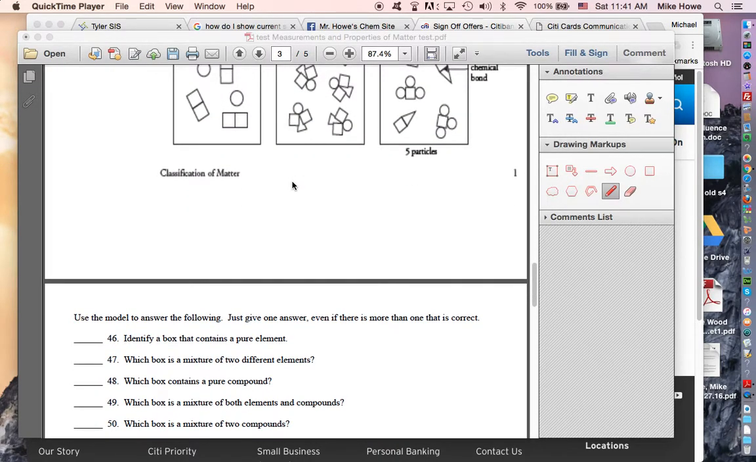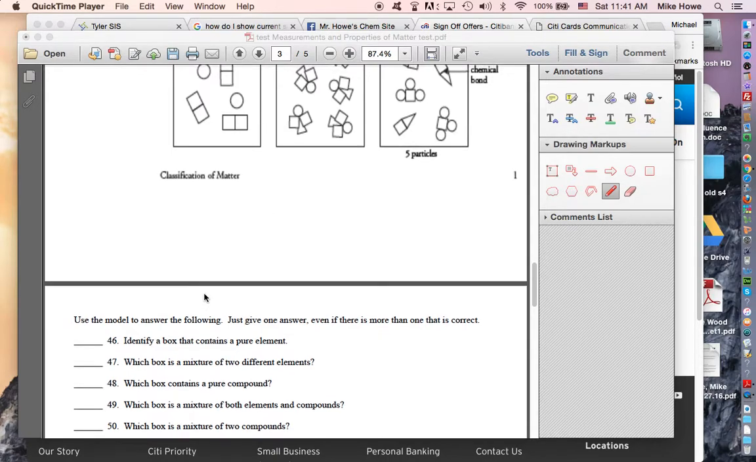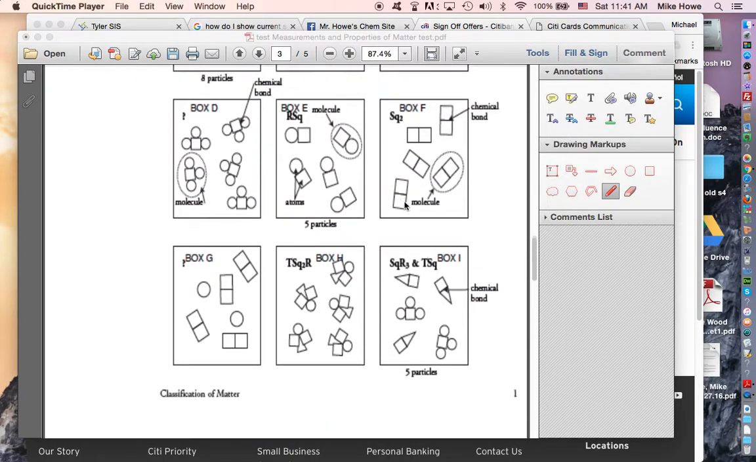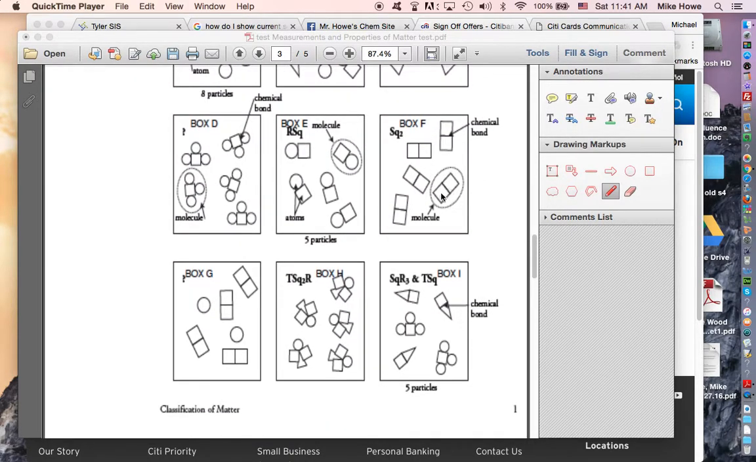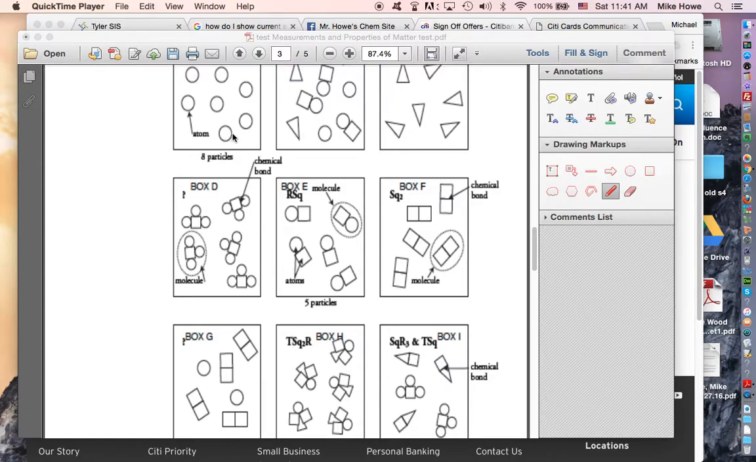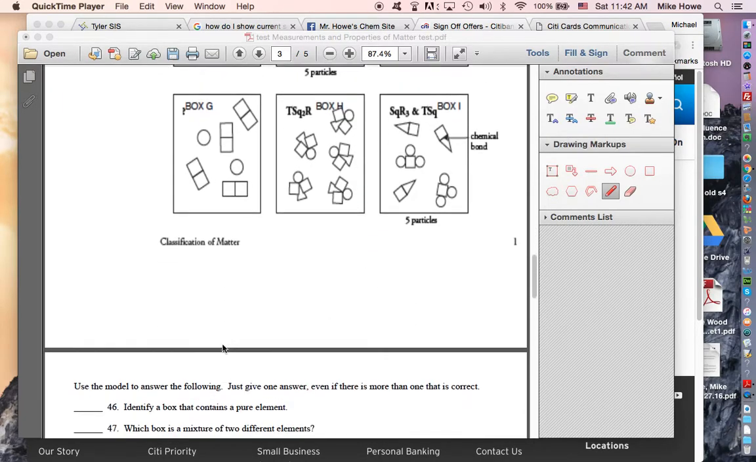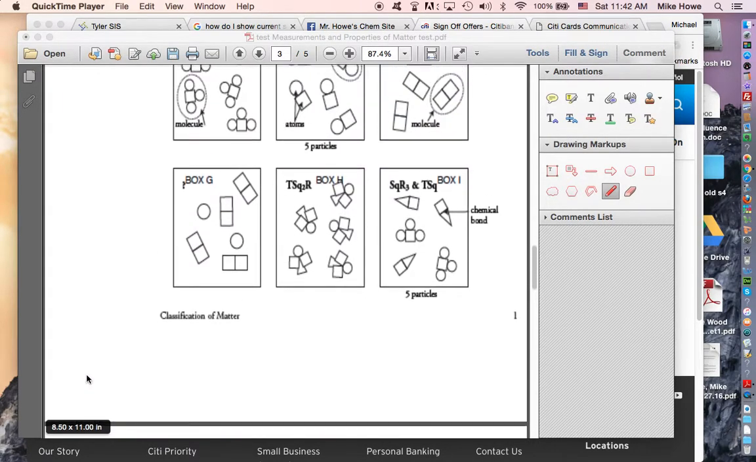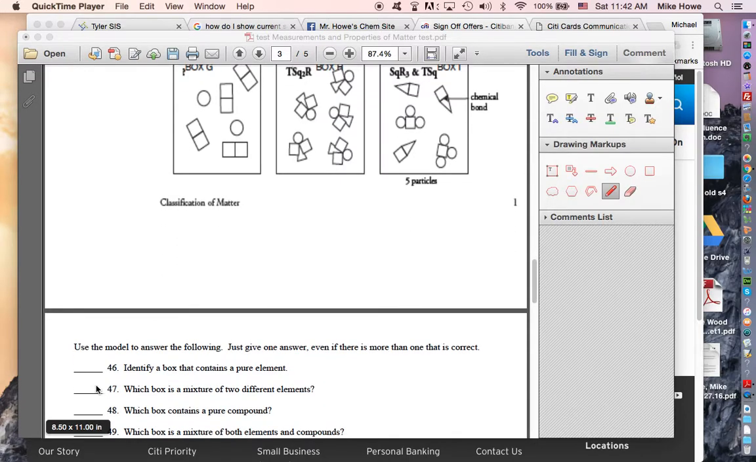The next section of the test was about classification of matter. So identifying a box that contains a pure element. A pure element has one kind of atom. So this box only has one kind of atom, this box, and this box. Everything else is either made of molecules, or a mixture of atoms, or a mixture of atoms and molecules. So one kind of atom here, here, here. So the answer there would have been either what? That's A, C, or F. So I took any one of the three, A, C, F.